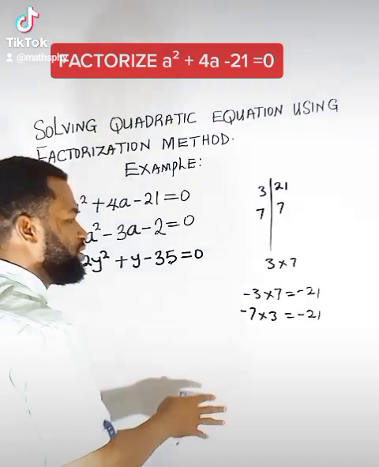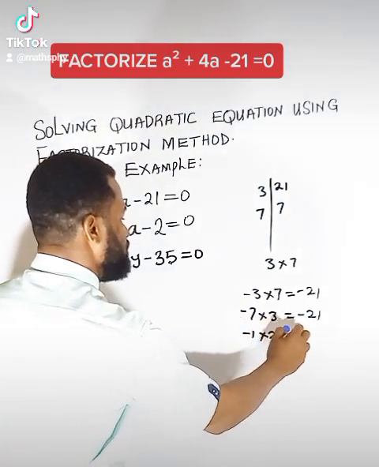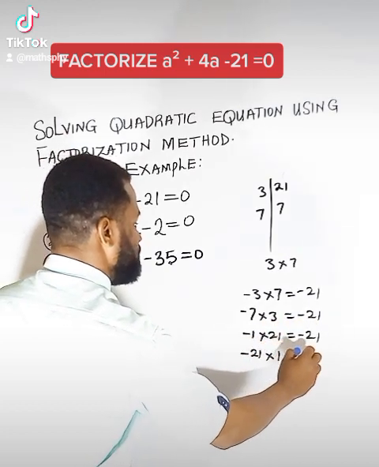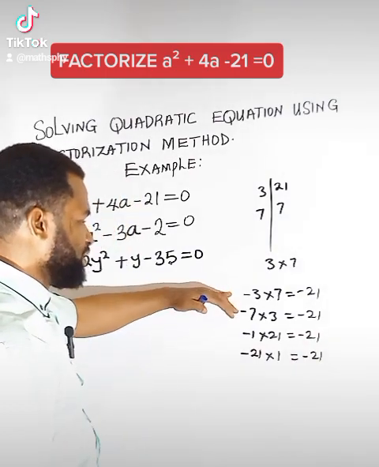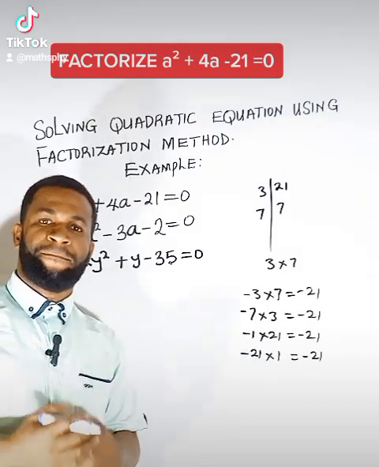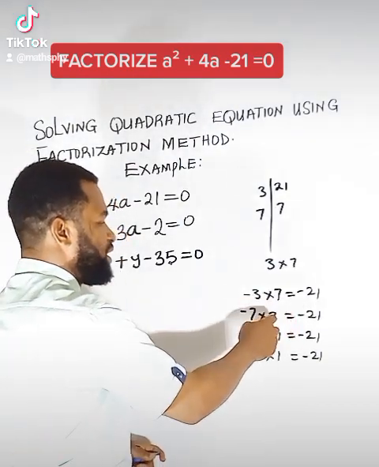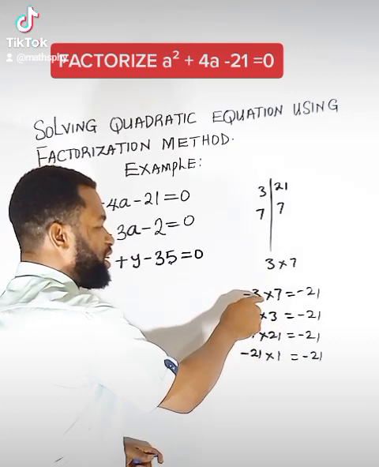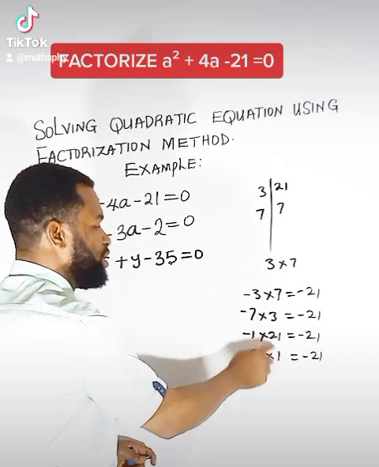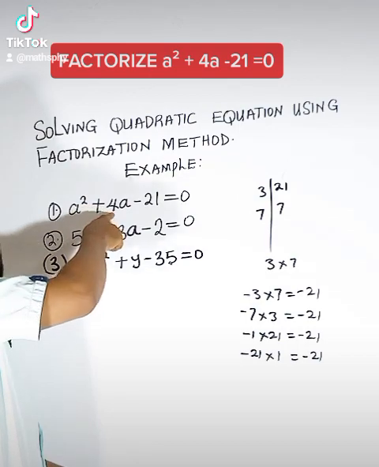Now, these are not the only values. You can also have minus 1 times 21, which will give you minus 21, and minus 21 times 1 will still give you minus 21. Now, these are the 4 different ways you can get minus 21. But the next question you should ask yourself is, which of these can be added? Which of these numbers, minus 3 and 7, minus 7 and 3, minus 1 and 21, minus 21 and 1, will I add together to be able to have plus 4?